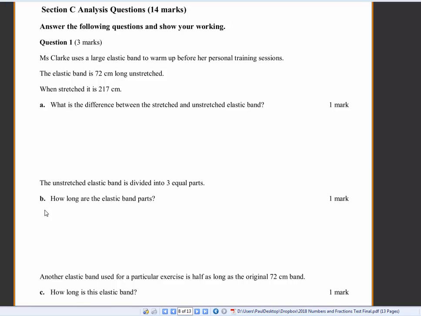On to analysis. Alright, so we've got Ms. Clark using this large elastic band to warm up before her PT sessions, and the elastic band is 72 centimeters long unstretched, and stretched it goes all the way to 217 centimeters. So we're looking for the difference between the two, so it's 217 and 72, and we're performing a subtraction. 7 take away 2 is 5, 1 take away 7, we're unable to do that, so I'm going to change the 100 and change it into 10 tens. 11 take away 7 is 4 and 1. So therefore 145 centimeters is the difference.